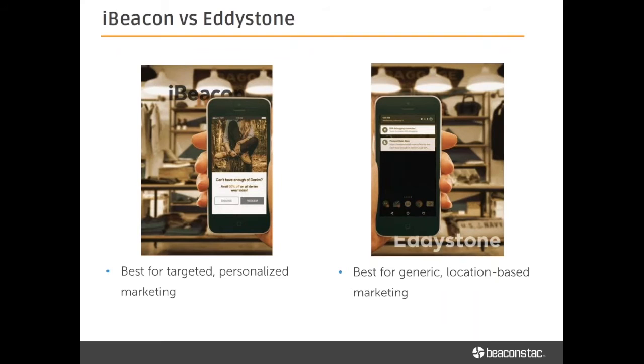For Eddystone, on the other hand, it's really good for generic location-based marketing, where you're not necessarily targeting people based off any other factor other than their pure proximity to your beacons, based off their location. So this is really good for blanket advertising, things like real-time transportation updates at bus stops, things that you want to send to every single person who has Chrome on their phone who comes in proximity of your beacons.